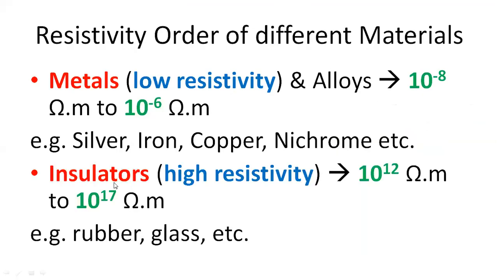Okay, now the second example, insulators. Insulators have high resistivity, that we already know. And that range is 10 to the power 12 to 10 to the power 17. Examples being rubber and glass. So in the exam, you just need to remember these values. For metals and alloys, it is 10 to the power minus 8 to 10 to the power minus 6. And for insulators, 10 to the power plus 12 to 10 to the power 17. That's it.